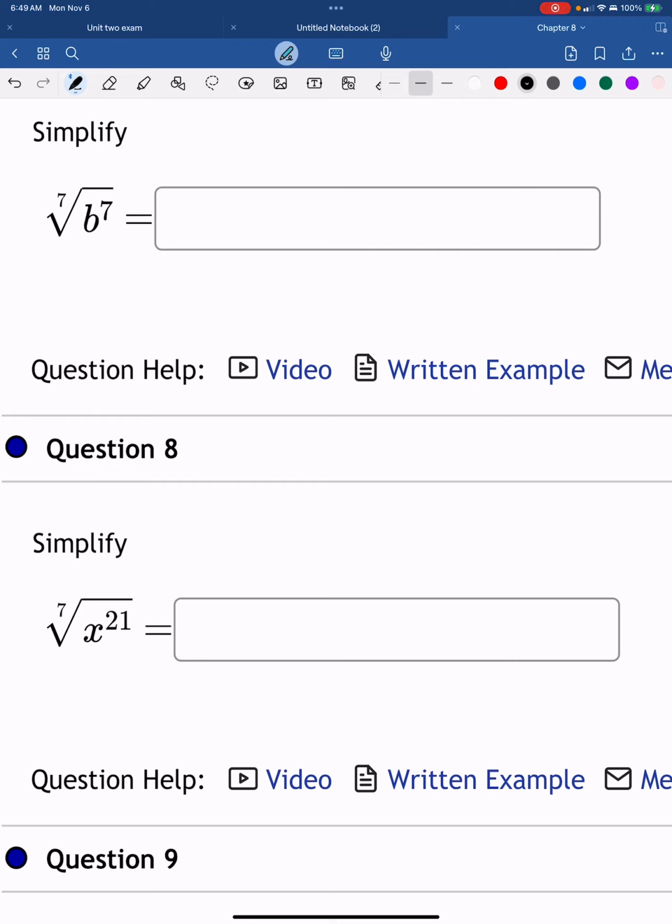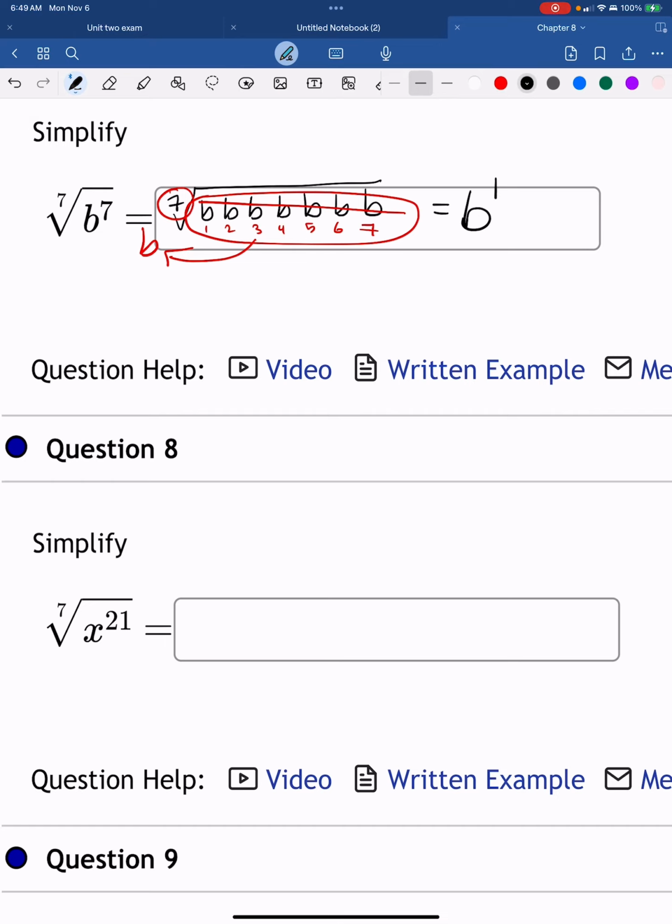At this point, I like method 2 a little bit better. But technically, I'll do it both ways. So we have the 7th root of B, B, B, B, B, B, B. Yeah, I'm not liking this. So this is 1, 2, 3, 4, 5, 6, 7. 7 here means I need groups of 7. And I pull out a B. So this just equals B.